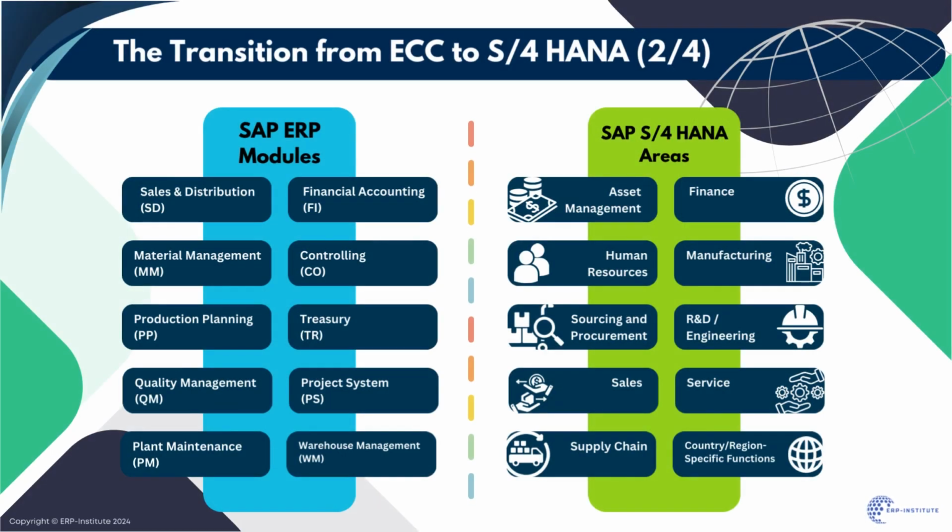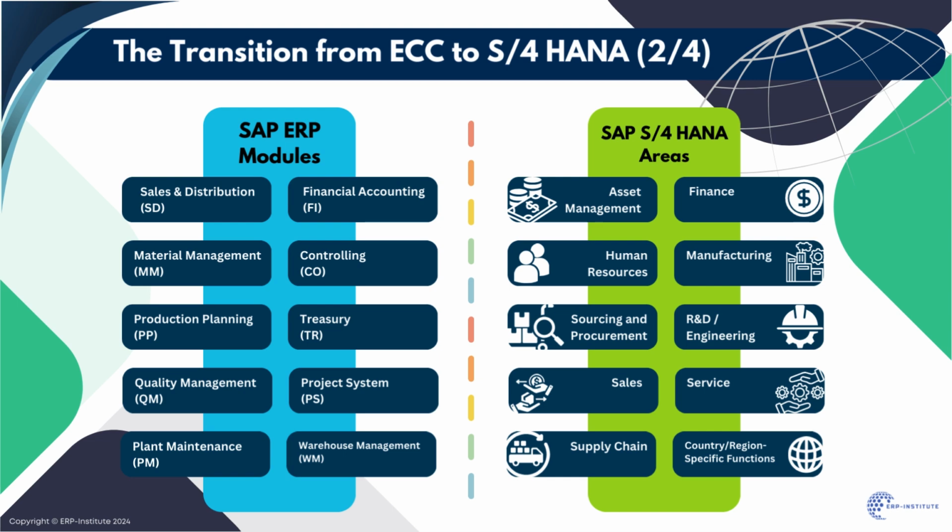The illustration delineates the evolution of SAP's ERP system from the traditional ECC structure to the modern S/4HANA framework. On the left side, it lists the classic SAP ERP modules such as Sales and Distribution (SD), Financial Accounting (FI), Material Management (MM), Controlling (CO), and others, which are categorized by their specific business functions. On the right side, these modules are consolidated into broader areas within S/4HANA, reflecting a more streamlined and integrated approach.